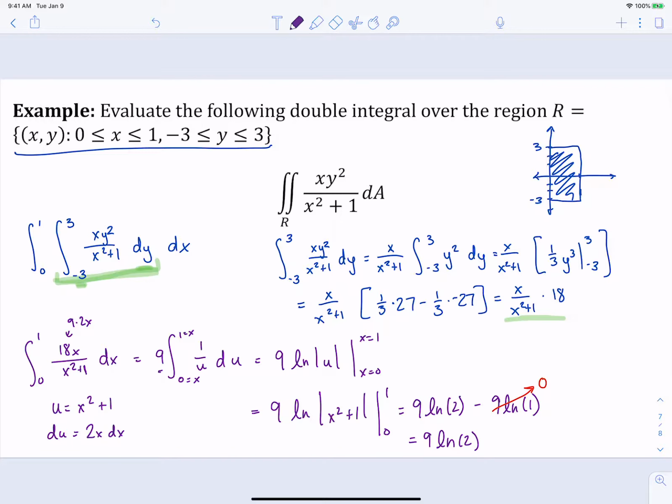So of course we will do more examples of these in class, and some more examples of double integrals in the next video.